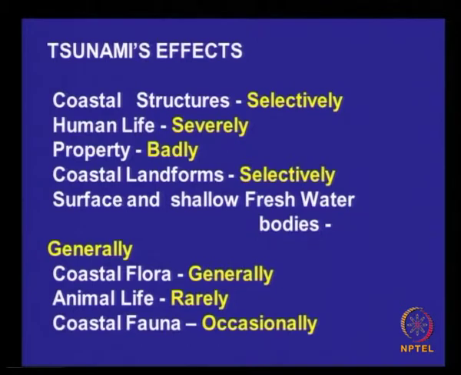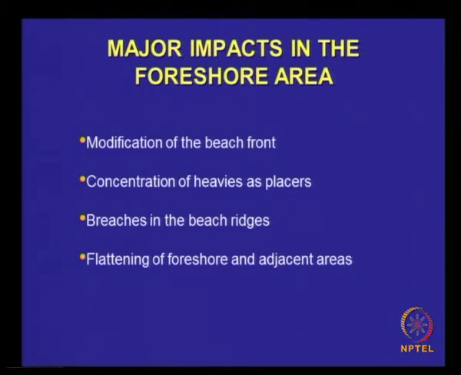Surface and shallow water fresh bodies were generally affected. Coastal flora was also generally affected, but not very severely. Surprisingly, the animal life was rarely affected because they had the sense of knowing that something untoward, a natural calamity, was going to happen. So there was not much of a problem with the animal life. Coastal fauna here and there was affected. So the major impact was in the foreshore: modification of the beach front, concentration of heavy mineral deposits in places, breaches in the beach ridges, then flattening of foreshore and adjacent areas.